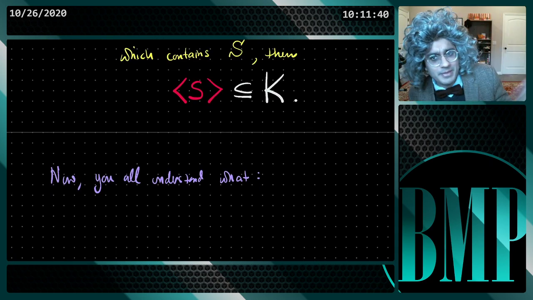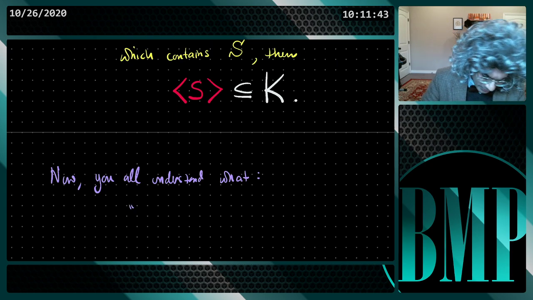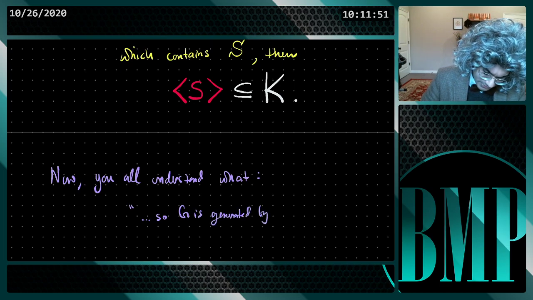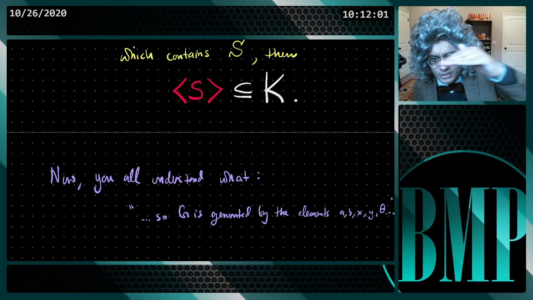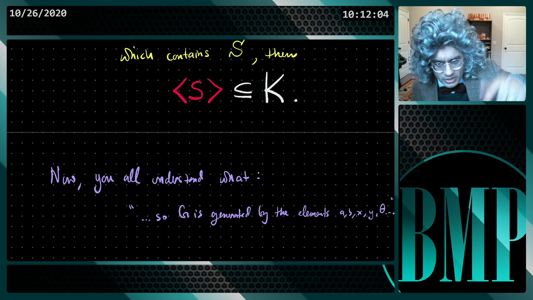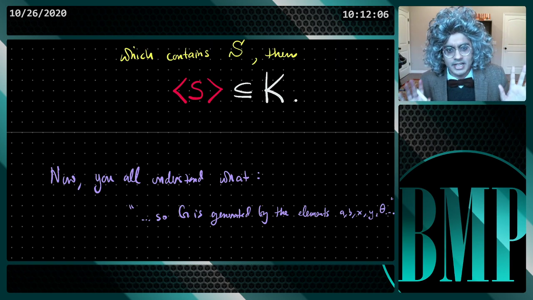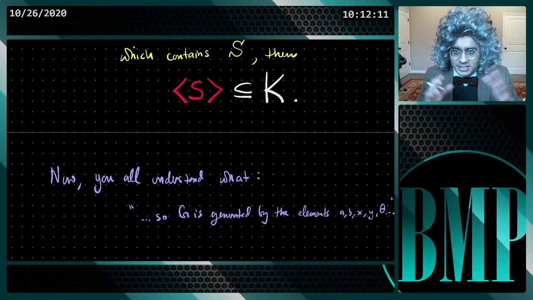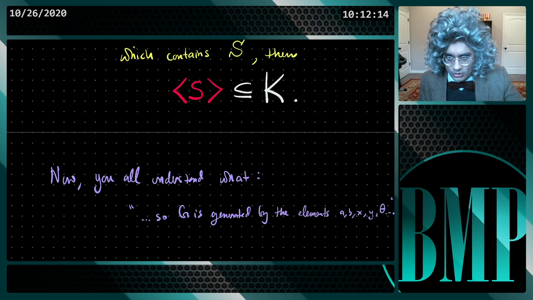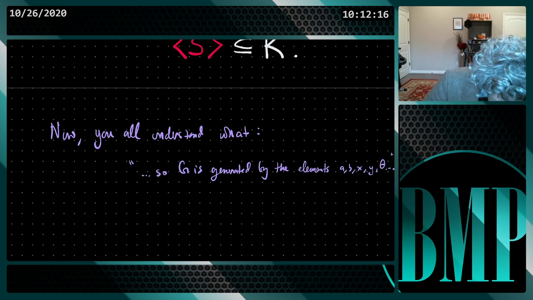Bunch of phrases that maybe you didn't understand before, like what the following phrase means. It's like, oh, so G is generated by the elements A, B, X, Y, theta, whatever. Maybe in some sentences you saw some proof somewhere, you saw some sentence like that. Now you know what it means. It's generated by that set. The subgroup generated by that set is the whole group. That's what they're saying.